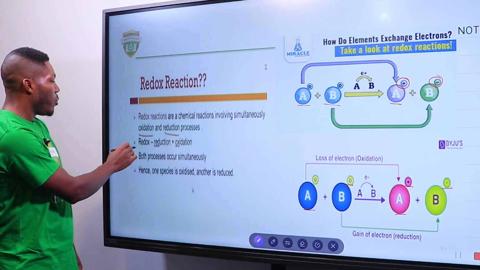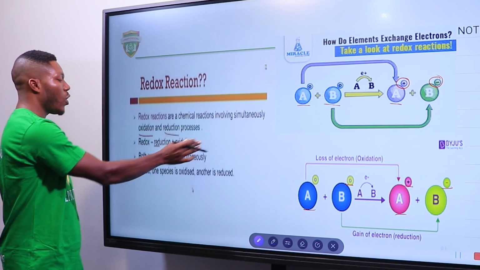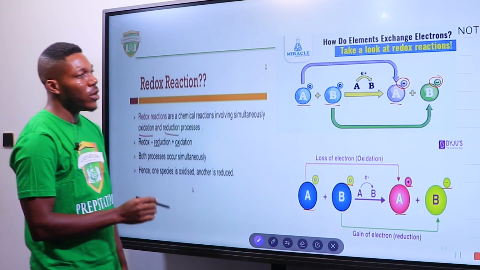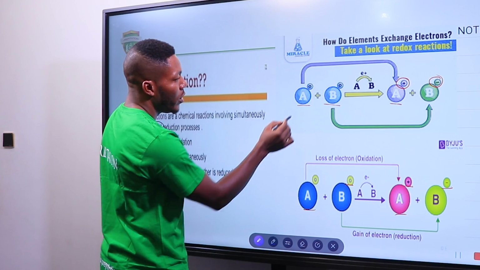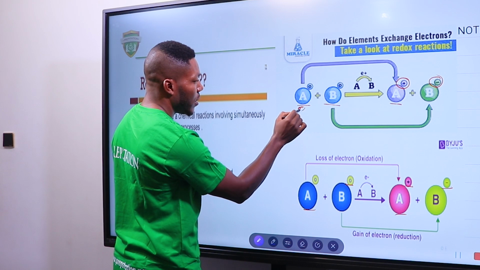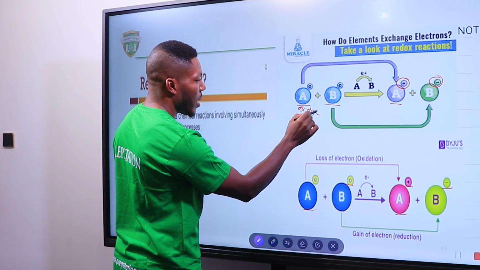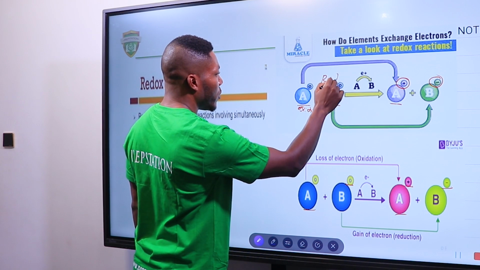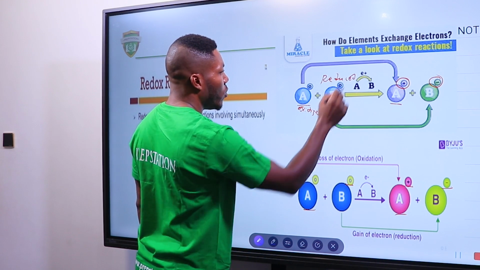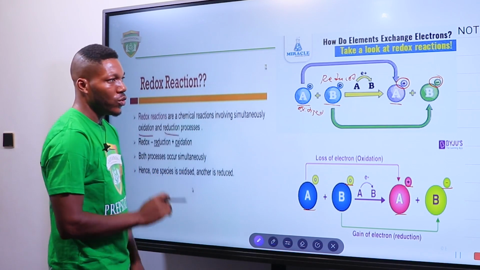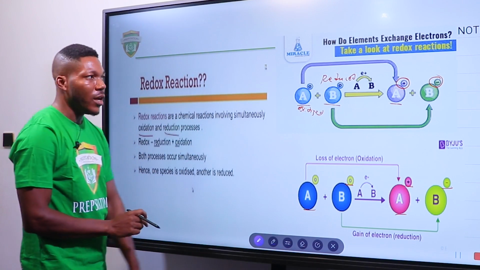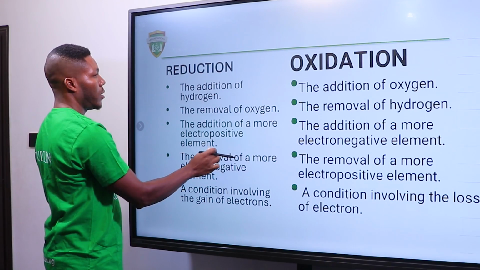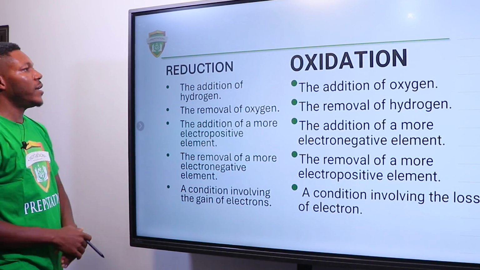That also means redox is reduction plus oxidation. In this reaction, one of the species is oxidized. For example, A is oxidized in this reaction, meaning that A has lost an electron, whereas B is reduced, meaning that B gained an electron. So the whole of this process is known as a redox reaction. So let's define it individually.